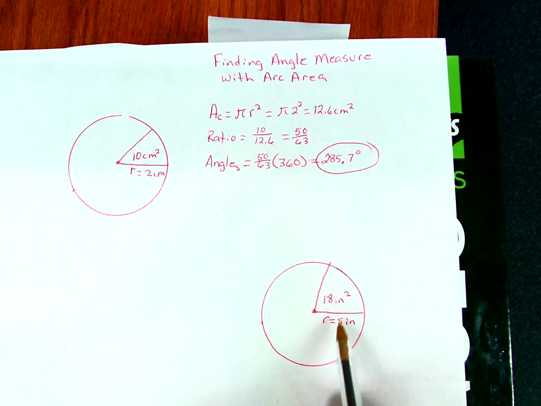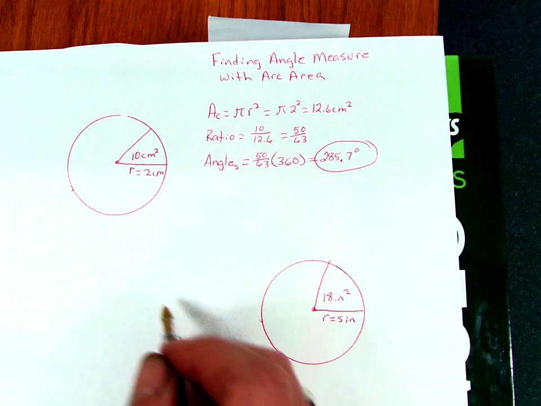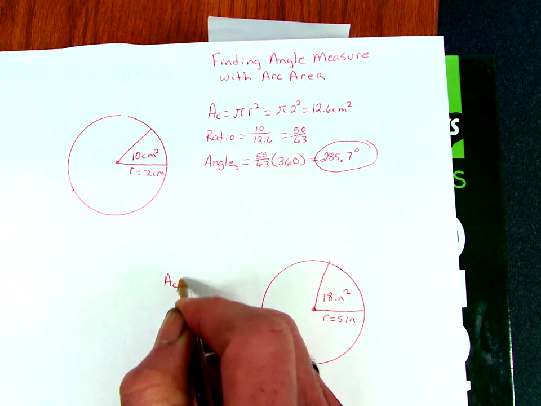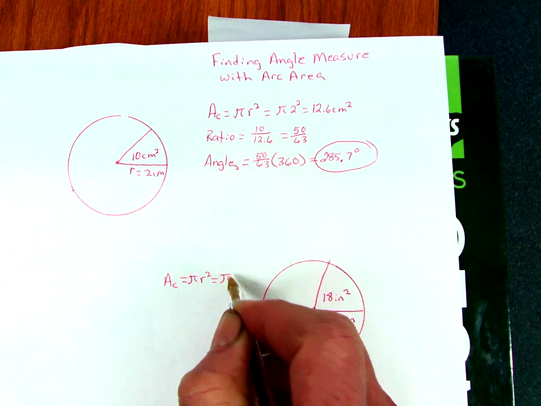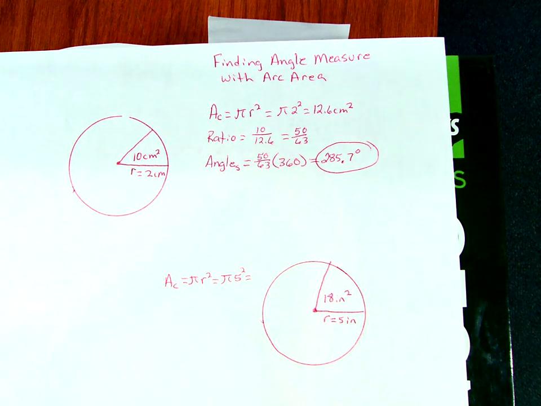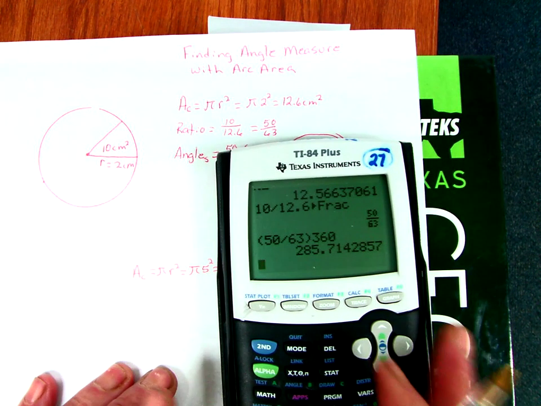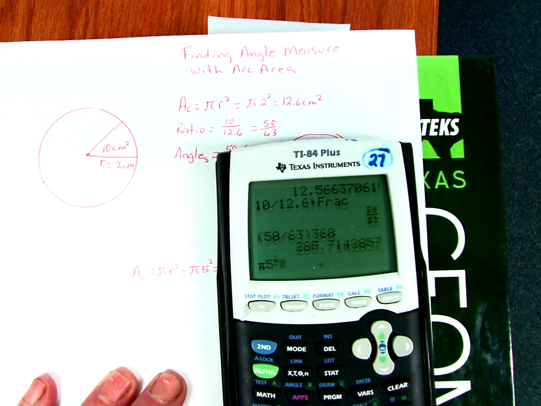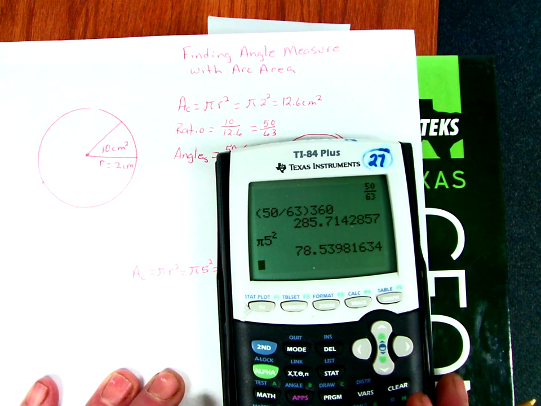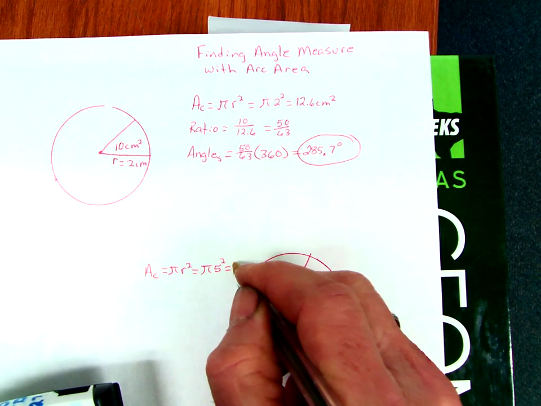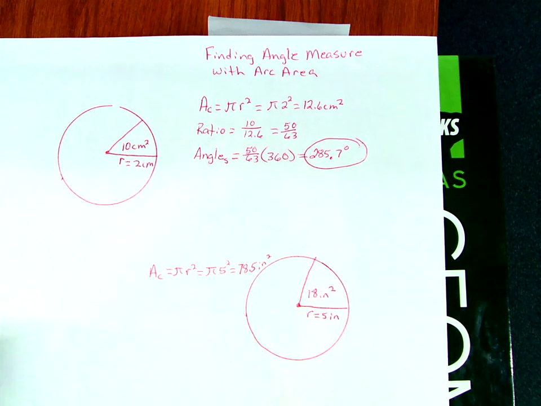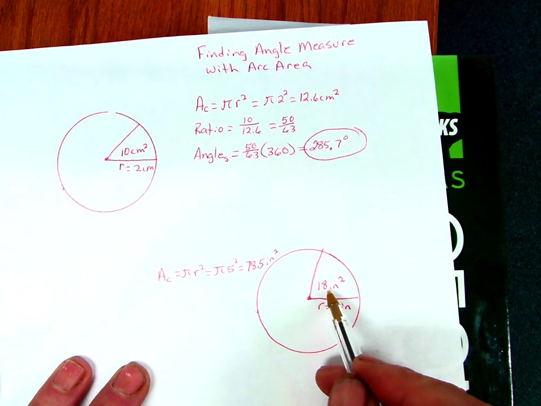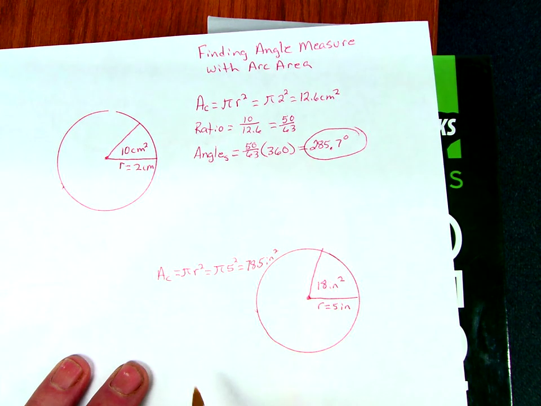Right, here we go again. We have an area of the sector. We have a radius. So first we find the area of the circle, pi r squared. Pi times 5 squared, which equals 78.5 inches squared. Now we use that to get our ratio, the part over the whole.